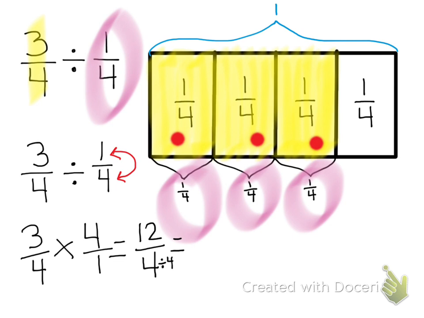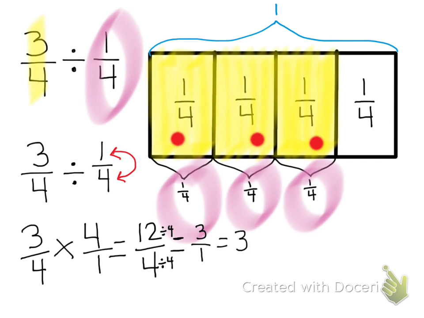And I can reduce this. The greatest common factor of 12 and 4 is 4. So that means I will be dividing both the numerator and the denominator by 4. So 12 divided by 4 is 3. And 4 divided by 4 is 1. And I can conclude that 3/4 divided by 1/4 is 3. And again, right now I just did the tape diagram, but you do what makes more sense.